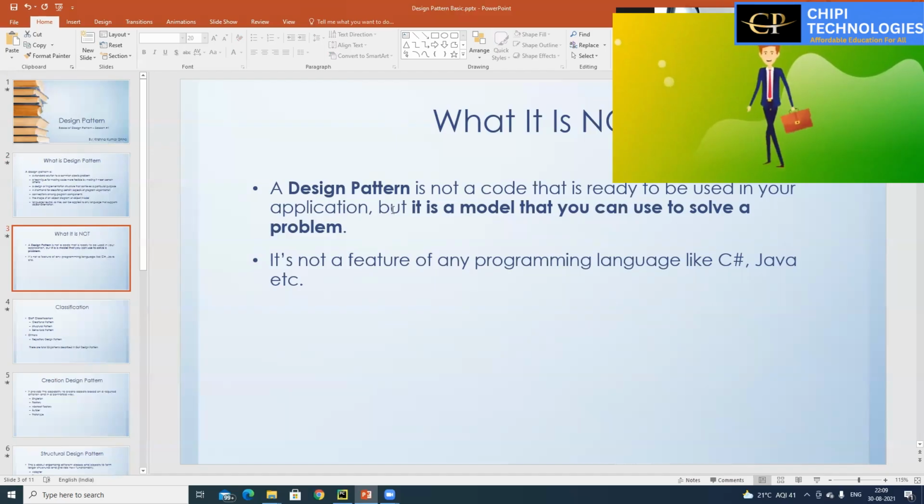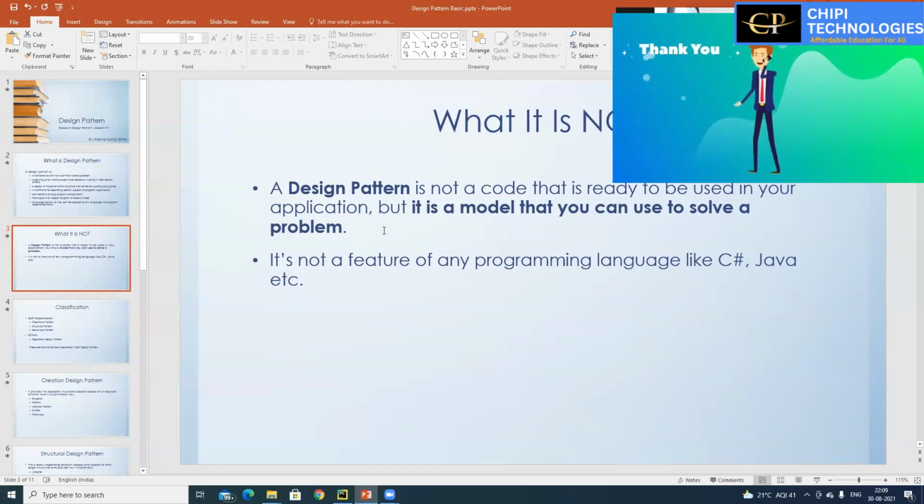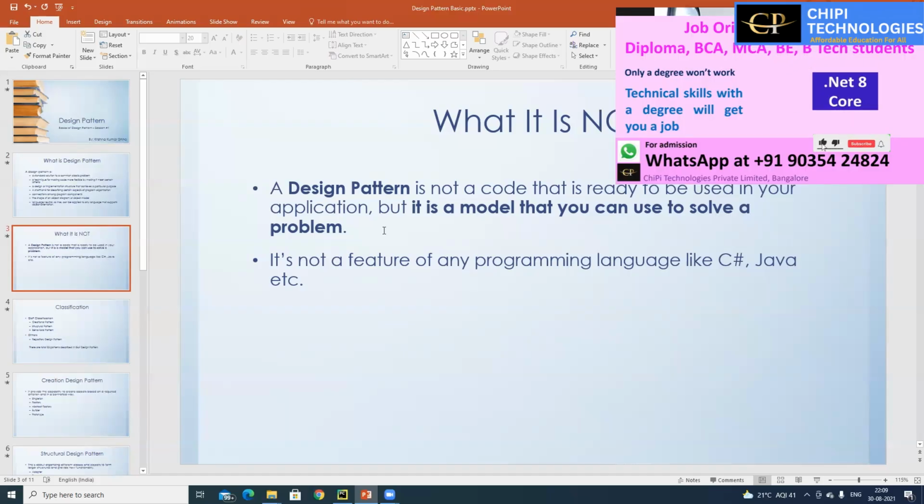Second thing, it is not a feature of any programming language, whether it is C# or Java. It is not that Microsoft or Oracle or Sun Microsystems has given you some function or method already created and says, okay, this is a design pattern. No, there is no such method created. It's just a concept: diagrams, classes, objects, and how to implement them. That's it.